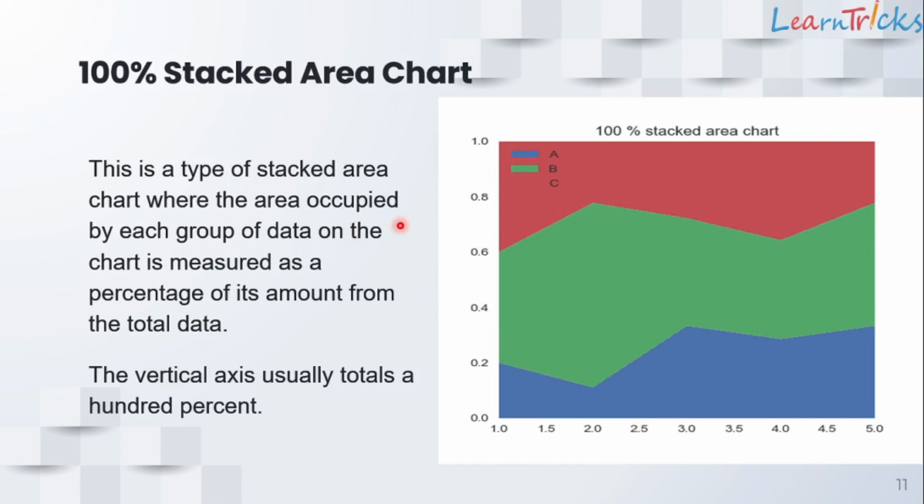So these were the two main types, that is histogram and area chart, and the subtypes of the histogram chart and area chart.